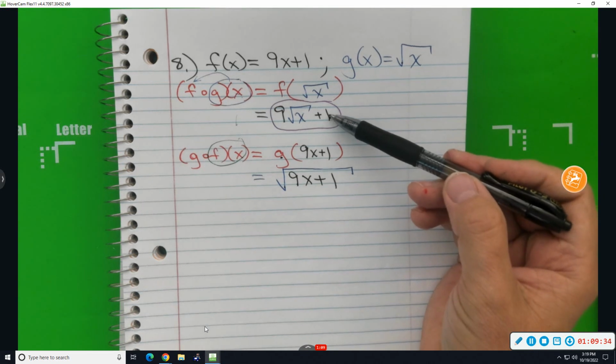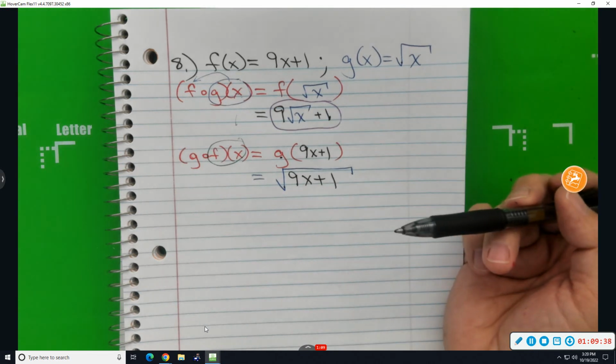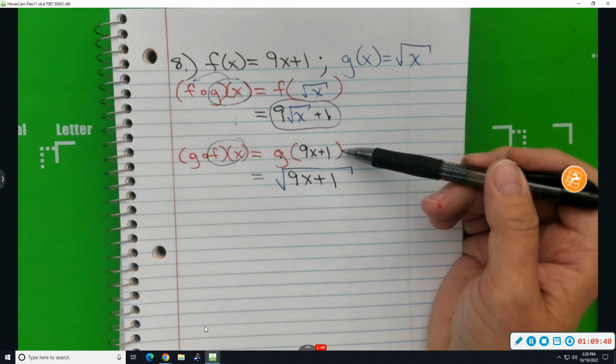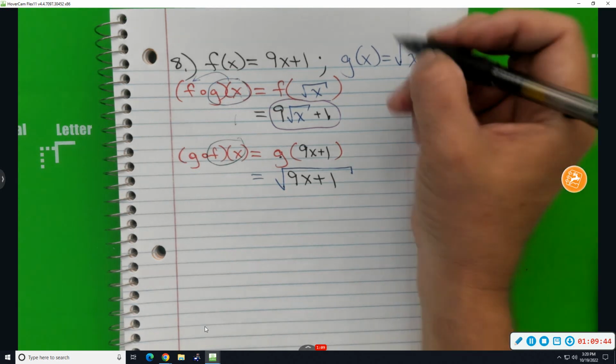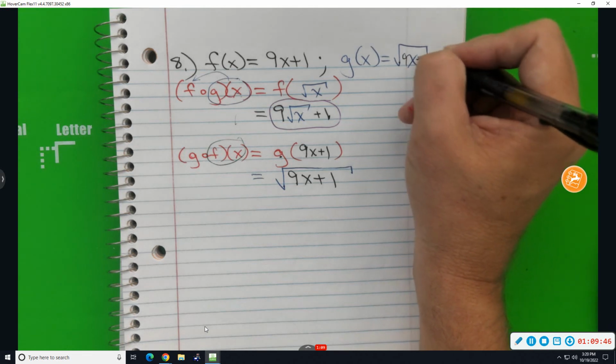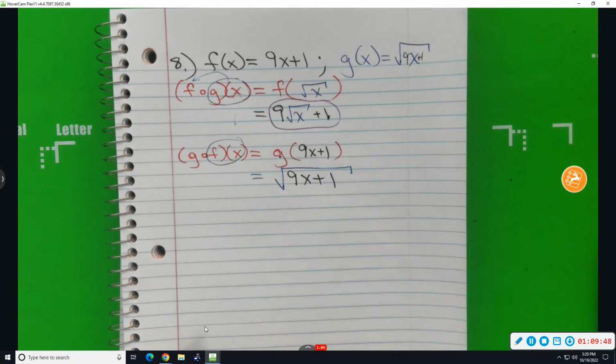Realize in the first part, that plus 1 is not underneath the square root. But in the second one, is the plus 1 under it? Yes, it is. You go up there and you replace that all like that for a square root of 9x plus 1.